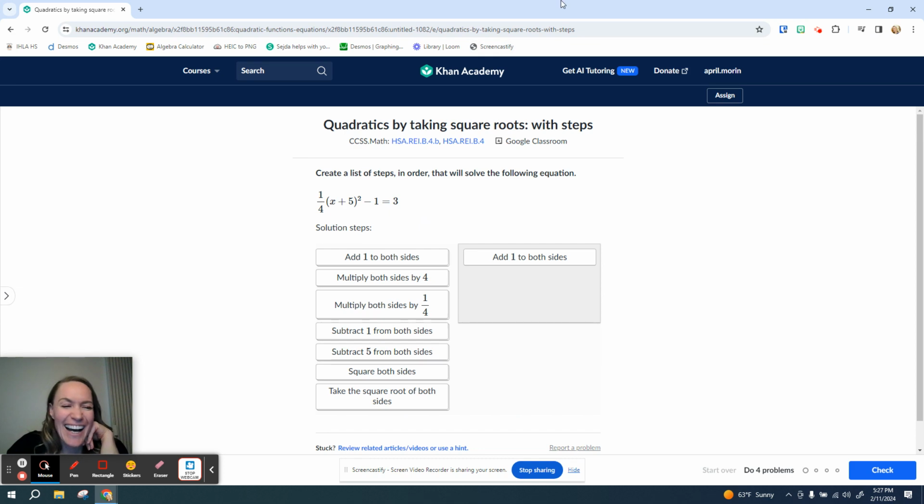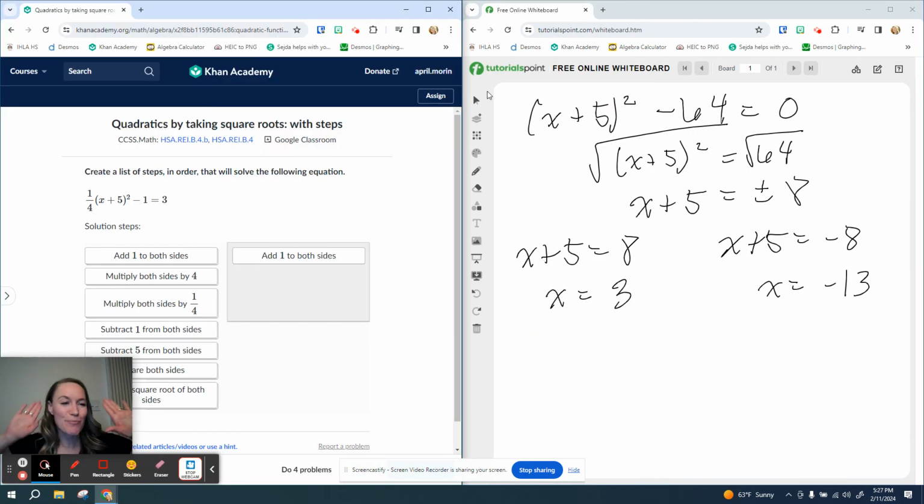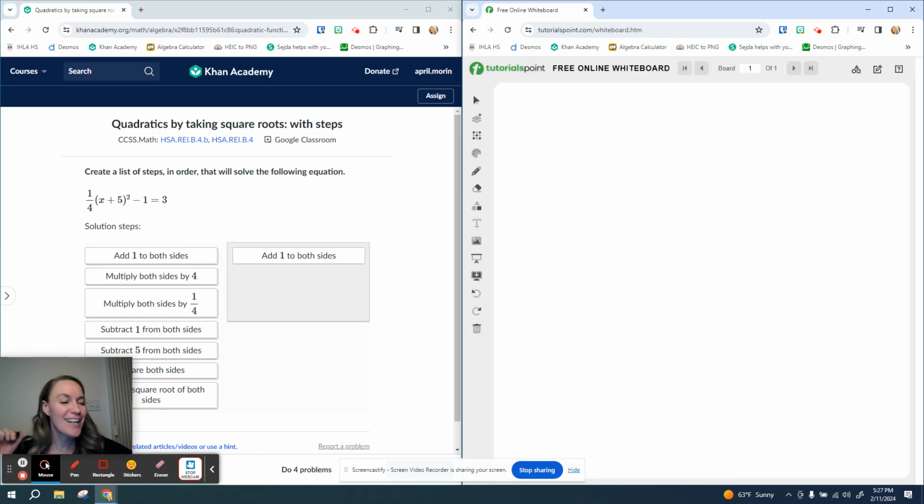I cannot do this in my head. You guys with the young brains can probably do this in your head. I have an old brain and I cannot. Sometimes I have a button on this pen here and sometimes I press it and it makes things all wonky. So let's try this again.